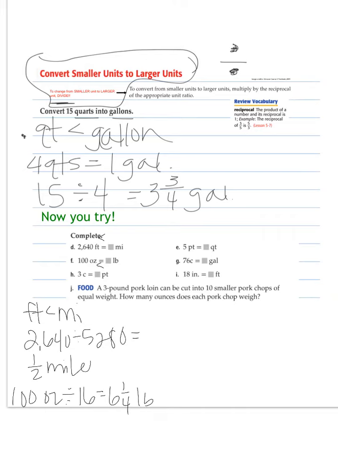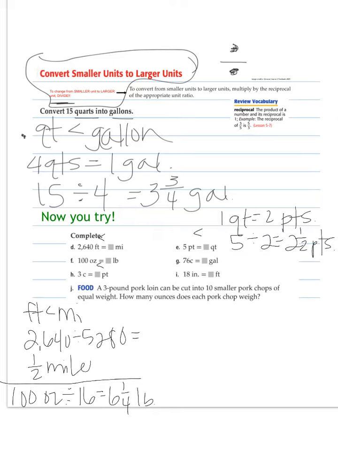pound. 5 pints in a quart, so I know that a pint is smaller than a quart. So I'm going to take, and there's 1 quart in 2 pints. So I'm going to take 5 and divide it by 2, and I get 2 1/2 pints.